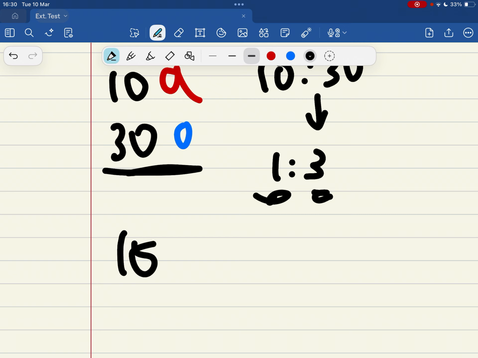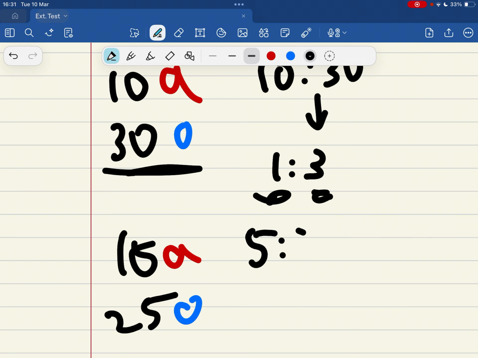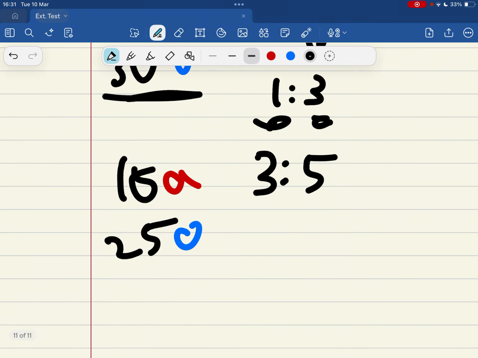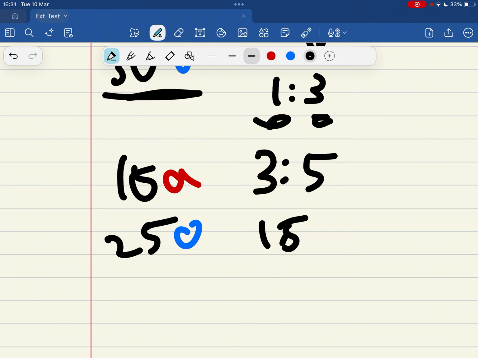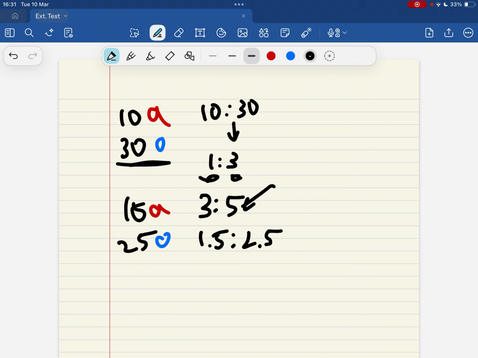Similarly, if we had, say, 15 apples and 25 oranges, the relative size comparison of these two is 3 to 5, right? And it doesn't matter how big the numbers actually are. It's just sort of the relative size that we're looking at. Hence, we can divide by numbers. And notice that 3 to 5 is actually identical ratio to 1.5 to 2.5. We just like to write ratios in integers because it looks better. So remember to always express your ratios as integers.